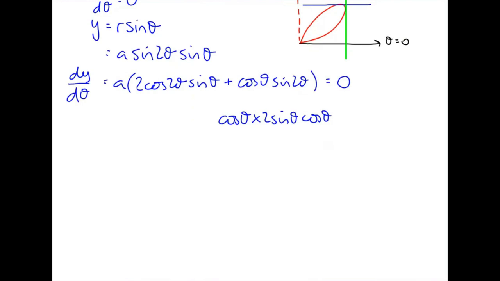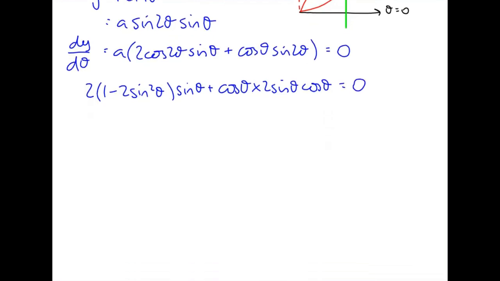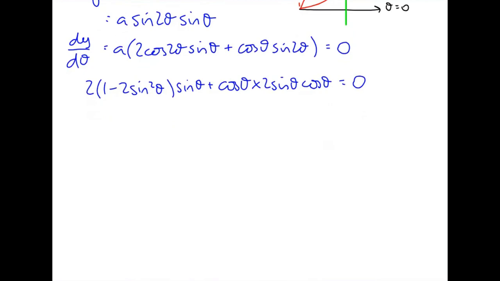I'll have a cos times cos, which is cos squared, and I can turn that one into sine squared as well. So I'm going to use for this one the identity that cos 2 theta is 1 minus 2 sine squared theta, and I should also have times by that sine theta there. It's equal to 0. You can do this in stages if you want, but I'm using double angle formulae.